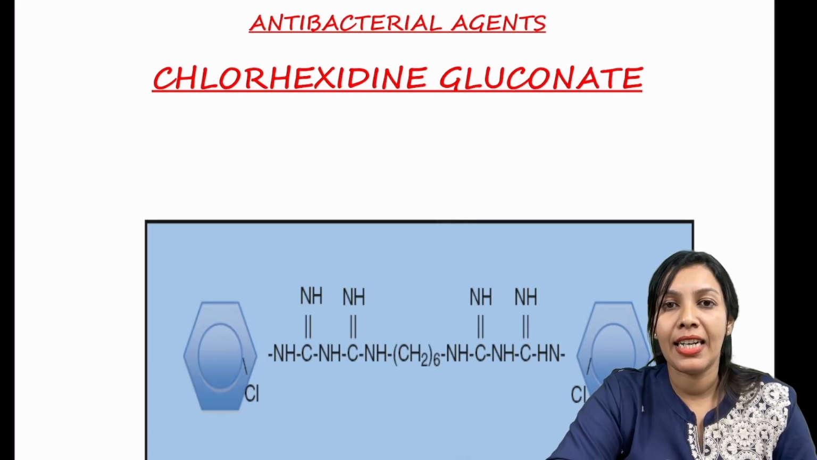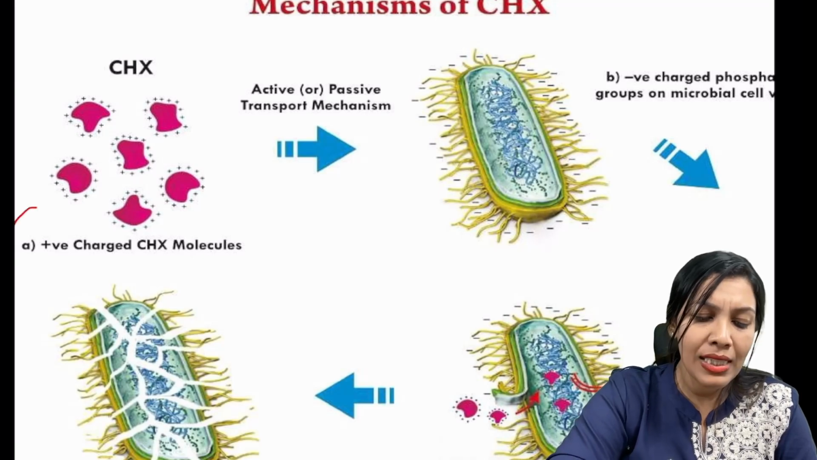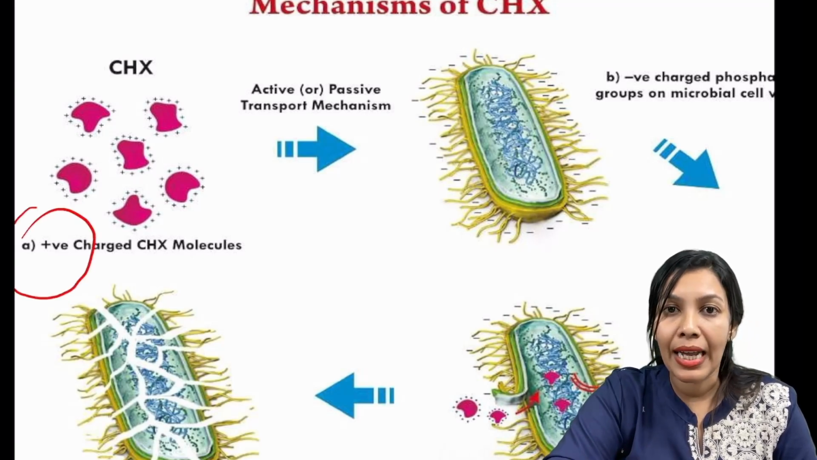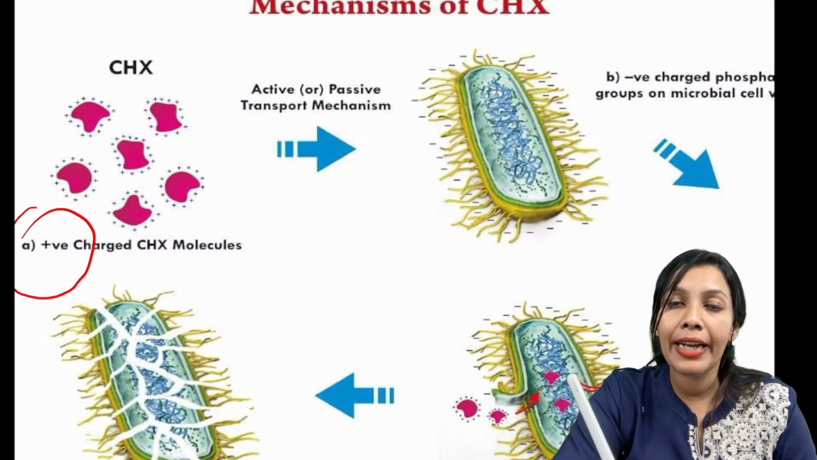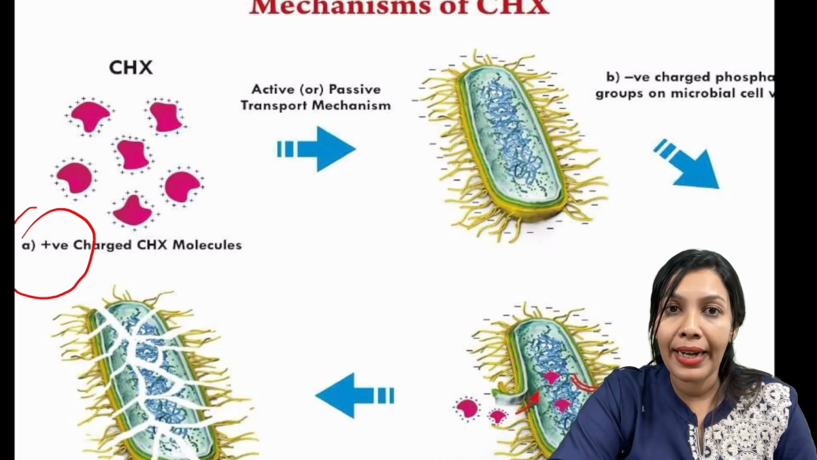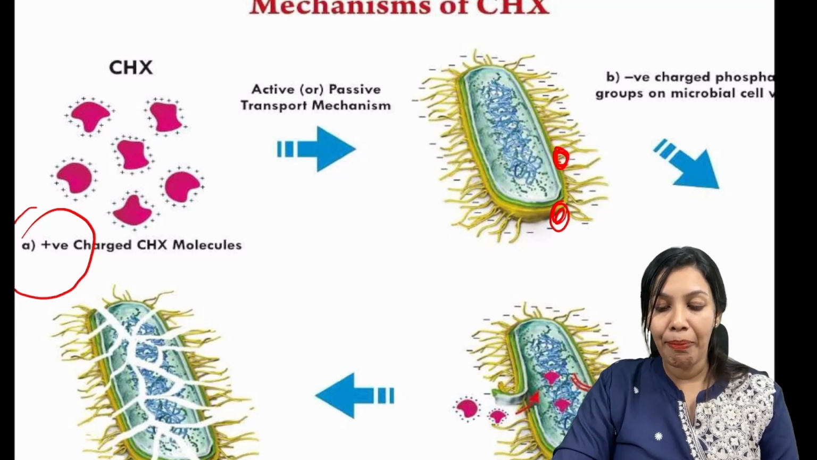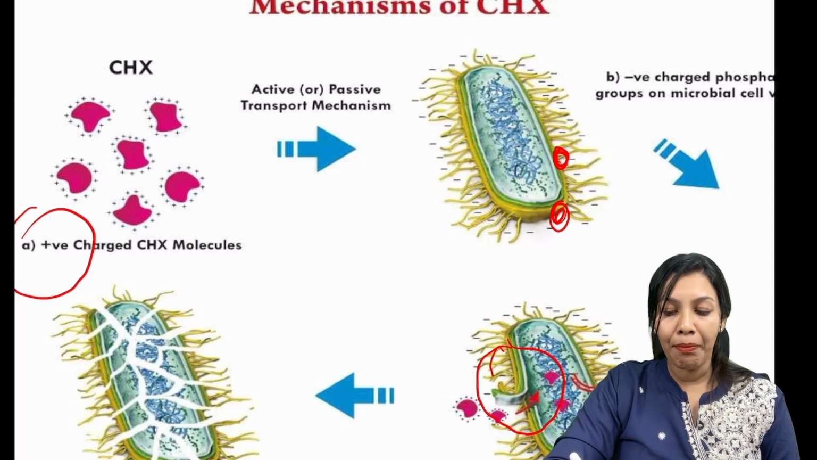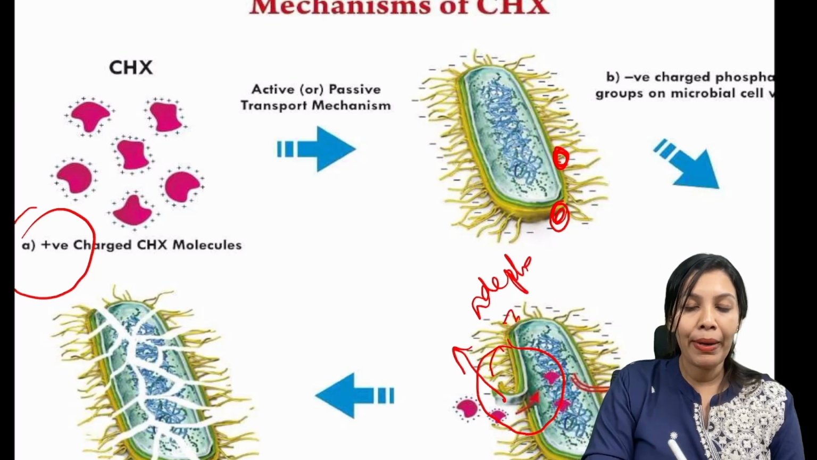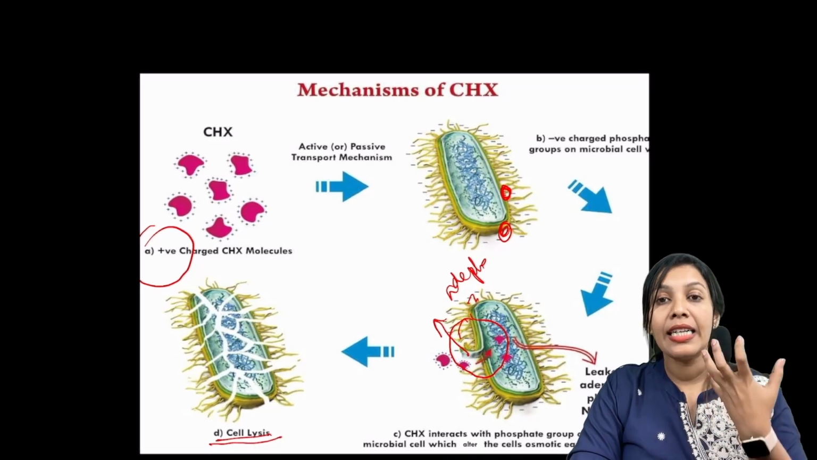Next is the antibacterial agent. As I told earlier, the antibacterial agent is chlorhexidine gluconate. So we know that chlorhexidine gluconate is a positively charged material. So what happens is they actively or passively get to the microorganism. We know that the microorganism is negatively charged. So they attract each other. It goes and sticks onto the surface of this microorganism. There is complete disruption of the cell membrane taking place. There is leakage of the adenosine nucleic acid, etc., and complete cell lysis takes place. So this is the mechanism by which there is destruction of the microorganism.